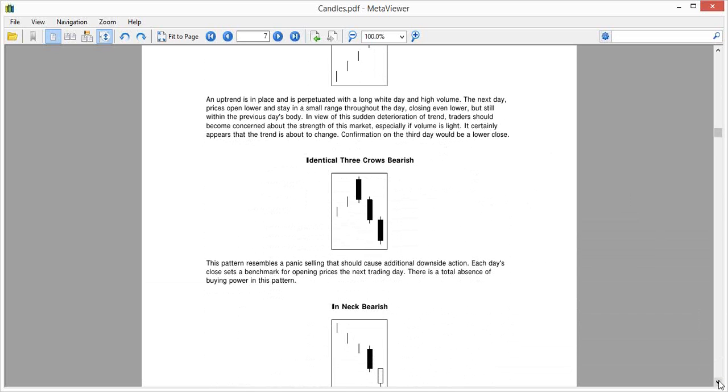Identical three crows pattern. It is quite heavy selling, as you can see, three solid candles in a row over 3 sessions. This pattern resembles a panic selling that should cause additional downside action. People are really selling and getting out of the market on three solid selling days. Each day's close sets a benchmark for the opening price the next day. So we never broke back above the previous closing, we sold. So 3 solid days, and it's a great place to set your stops. You can set your orders at the previous day's close, and the price never recovered. There was a total absence of buying power in this pattern. So, a major news event and the market sold off.